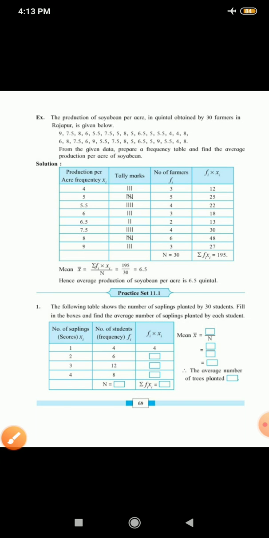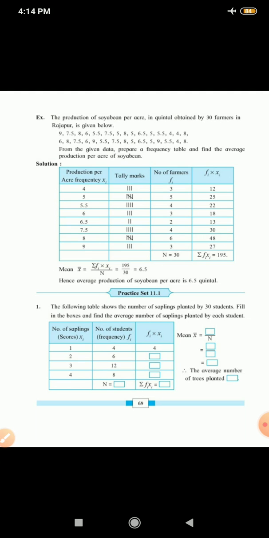The second example. The production of soya bean per acre in quintal. Quintal means 1 quintal is 100 kg. Obtained by 30 farmers in Rajapur is given below. So these scores are given here. You can read it. From the given data, prepare a frequency table and find the average production per acre of soya bean. So we'll prepare the frequency table like the first one on the previous page.